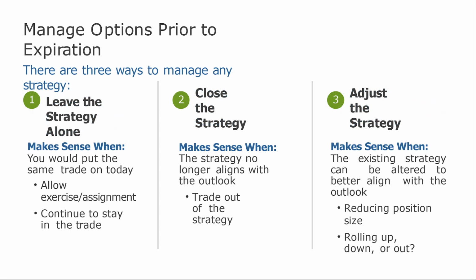So we have three ways to manage the strategy. We can leave it just like it is, we can close it, or we can adjust the strategy by reducing the position, rolling it up, down, or out. When we leave the strategy, we can exercise it and assign it, or we can just stay in it. And if we are going to close the strategy, we are going to trade out entirely of the strategy.